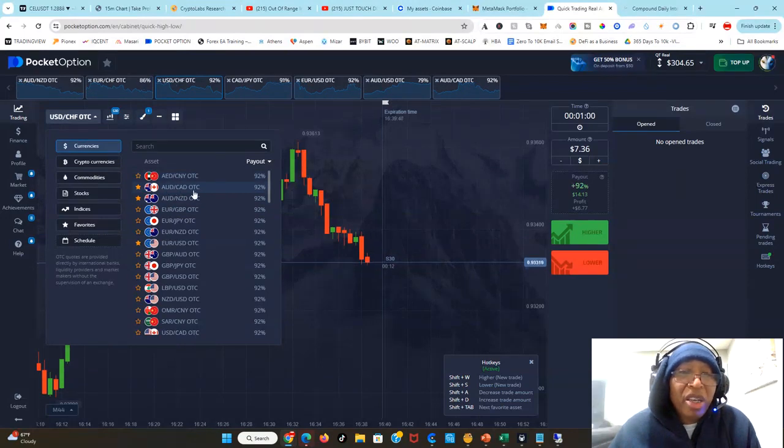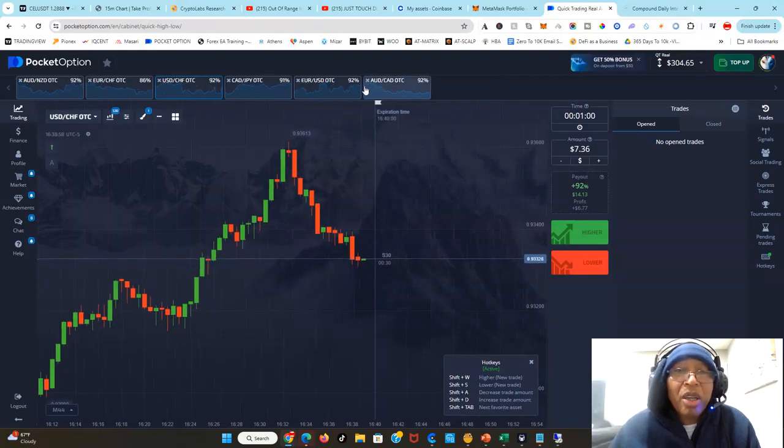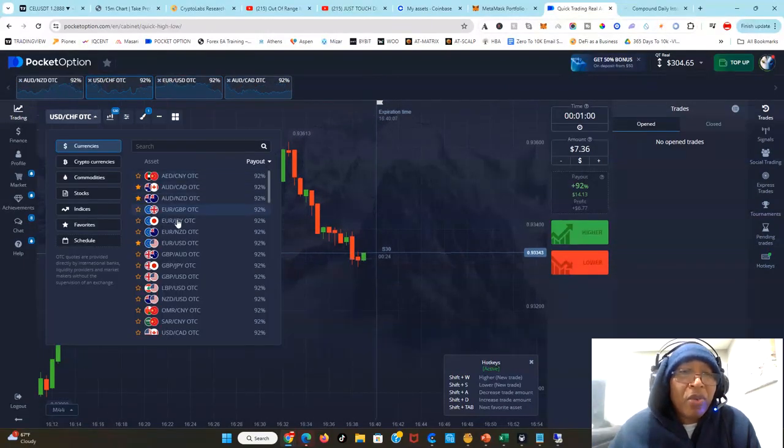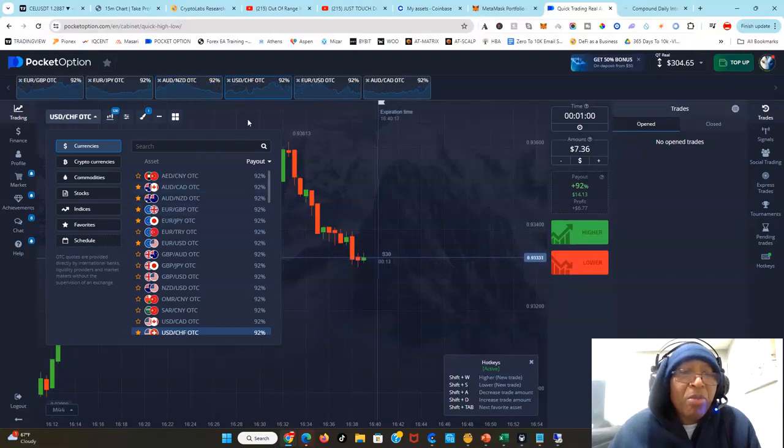So we have AUD CAD. This is Australian dollar, Canadian dollar, OTC. That's paying 92%. You can see that's already here somewhere. Yeah, there it is. We're going to remove the ones that are not 92. We want to go with the ones that are paying the most. Okay, so let's continue looking here. Euro JPY, that is Euro against the Japanese yen, Euro GBP. We bring up at least 5 or 6 of these, and then we're going to analyze them, see which one is following the key strategy.